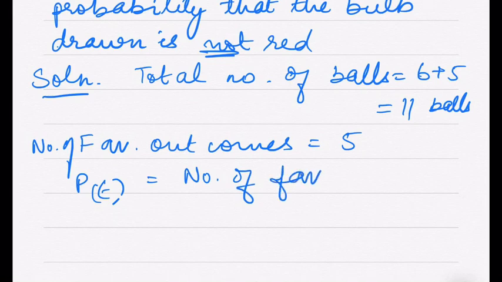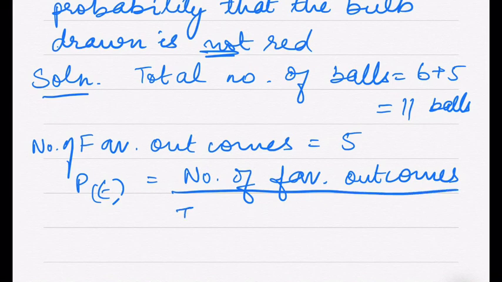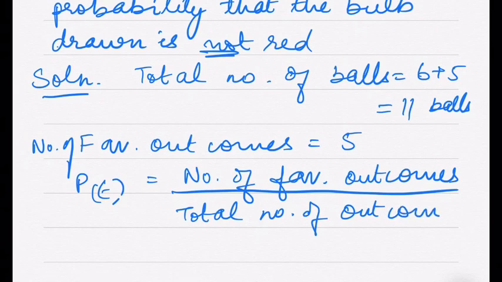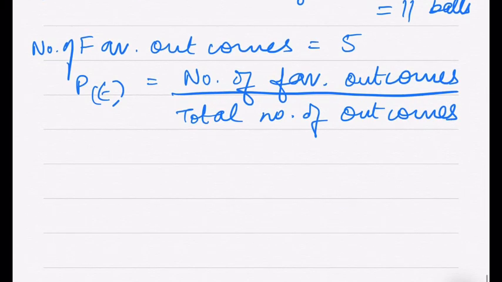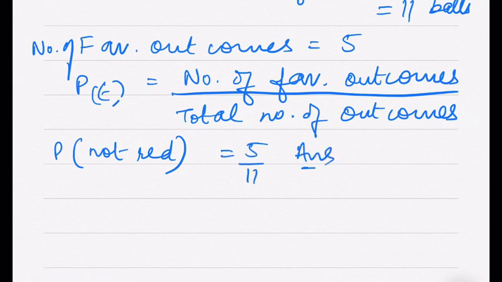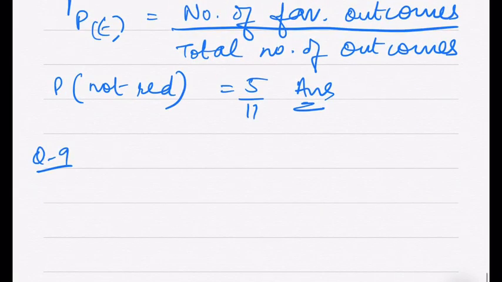Now I have to write down my formula. Probability of an event is equal to number of favorable outcomes by total number of outcomes. So this is clear. Now I want the probability of getting a not red ball. So not red will be equal to 5 by 11. That's my answer. Easy. Now let's move on. How many questions are done? 8. So now question number 9.